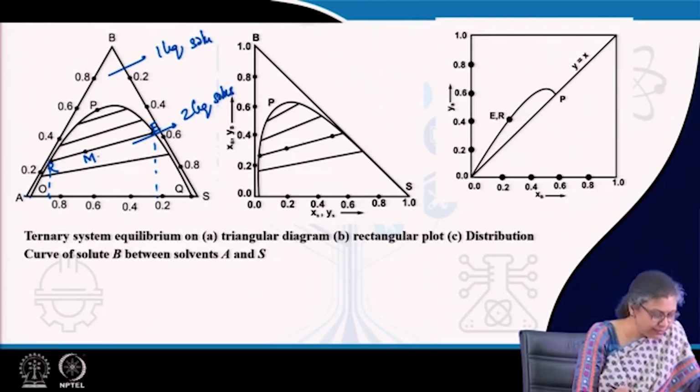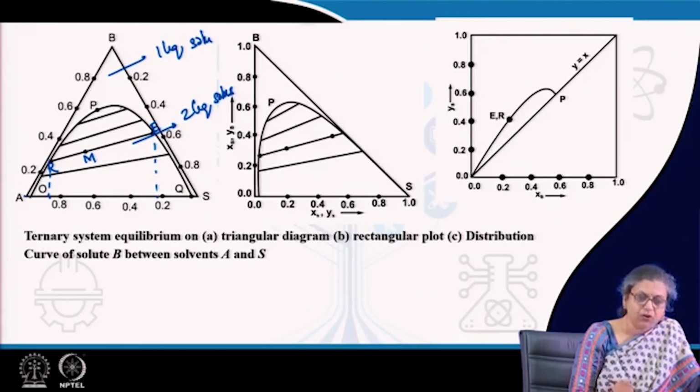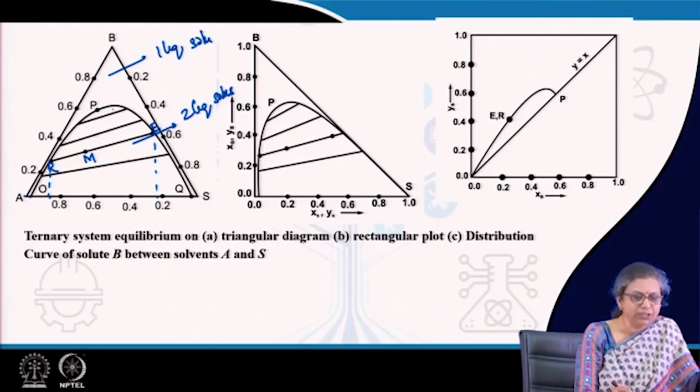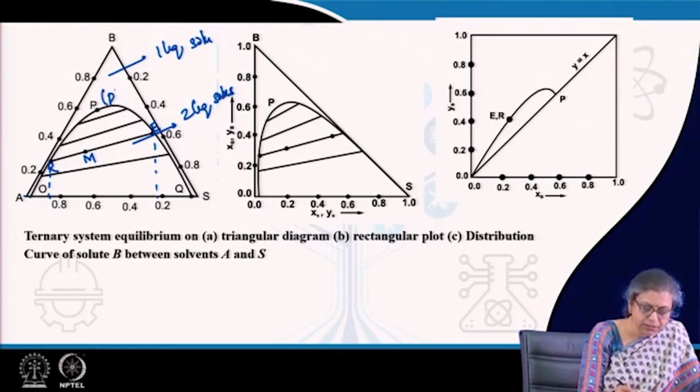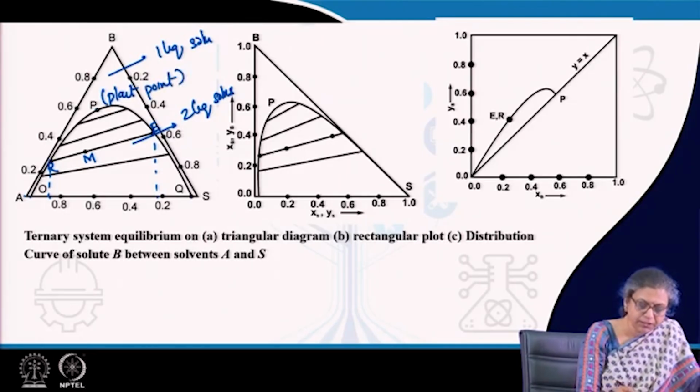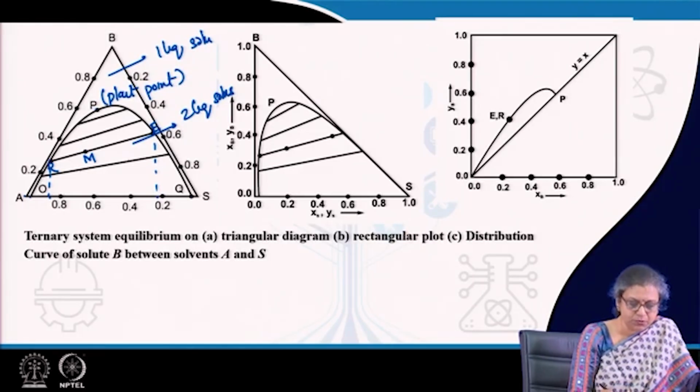And you will observe that in this particular case these tie lines are not parallel. Usually they slope in an upward direction and they gradually become smaller and smaller till finally it reduces to a point. This point is known as the plait point. Beyond this is the limiting condition for this immiscible zone.